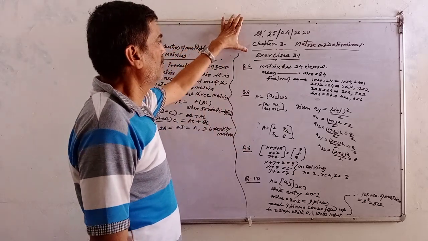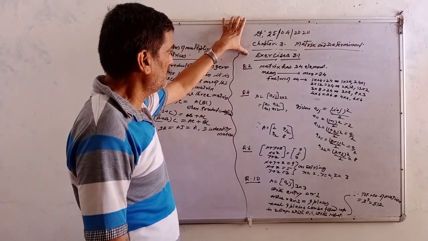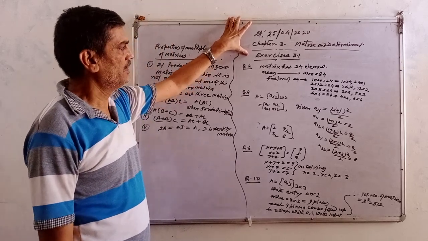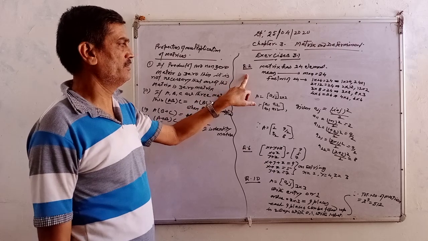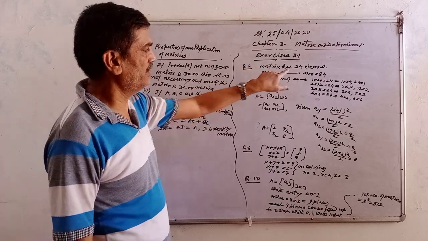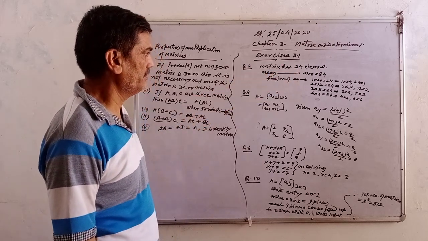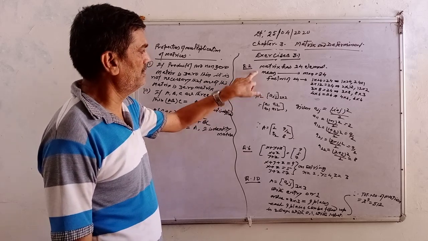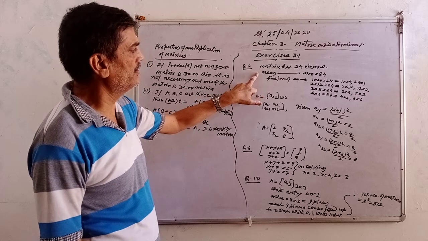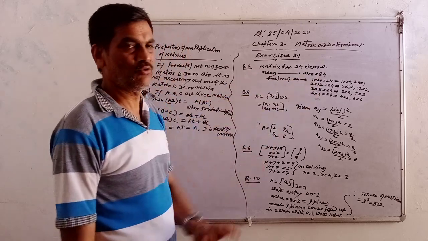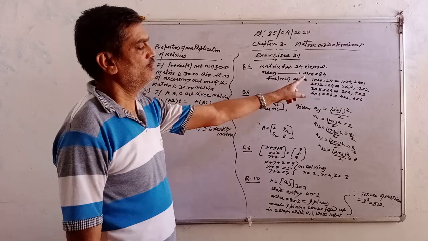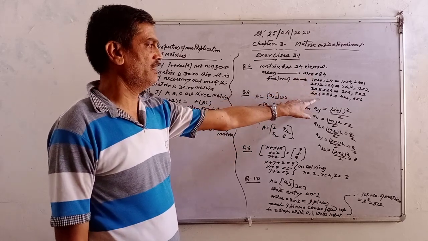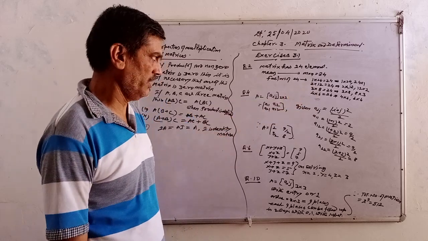Let us do some exercise problems. Exercise 3.1 of NCERT book. See question number 2. If a matrix has 24 elements, in this question you have to find the different order of matrices. You can factorize 24. Factors of 24: 1, 2, 3, 4, 6, 8, 12, 24 itself.